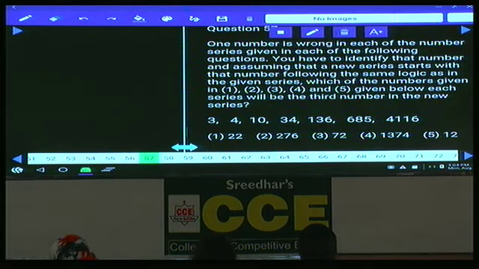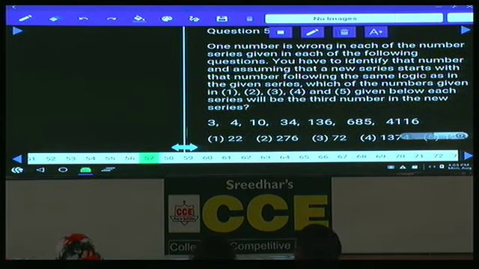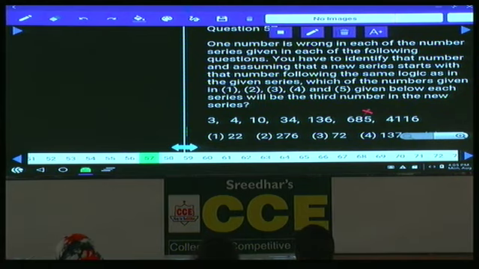Again, if you observe here, the numbers are increasing at a very faster rate. Hence, it must be under multiplication or combination. First, we need to check out at the highest one. 685 into how much? Into 6. 685 into 6 is how much? 4110. And what is left over here? Into 6 plus 6. As it is into 6 plus 6.